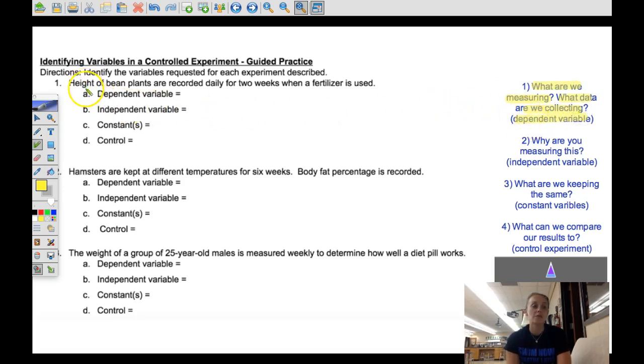So in our first experiment, it says the height of bean plants are recorded daily for 2 weeks when a fertilizer is used. So when we see the word measuring, we have to remember words that mean the same thing but might be different. So for example, record, monitor, or collected are all words that mean measured. So in my first experiment, I see that the word recorded is there, and that's in reference to the height of the bean plants. So the height of the bean plants must be my dependent variable.